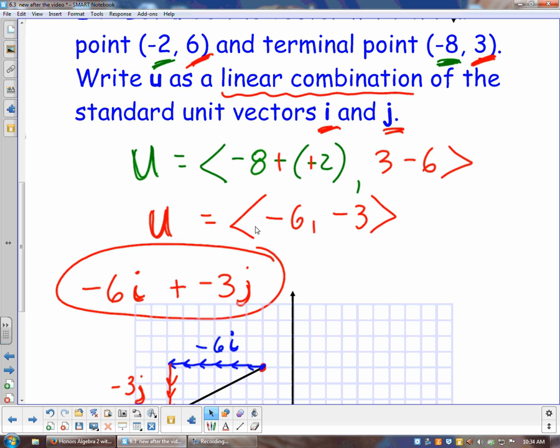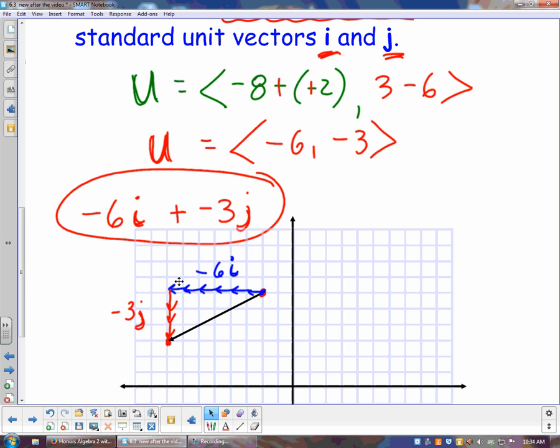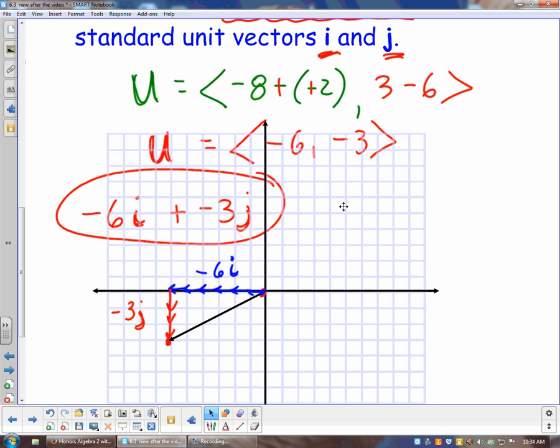But then the -6 is telling you that you want to go 6 units in the negative direction horizontally, and then this -3 says go down 3 units vertically. So this would be your standard unit vector. All right, except I slid this. Was this supposed to look like this, perhaps?